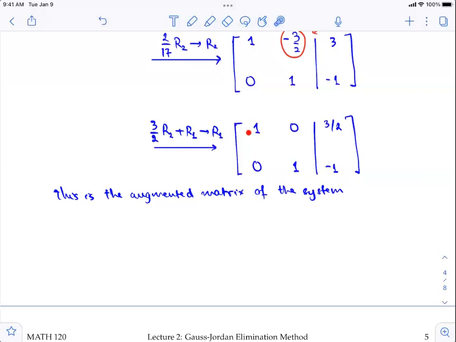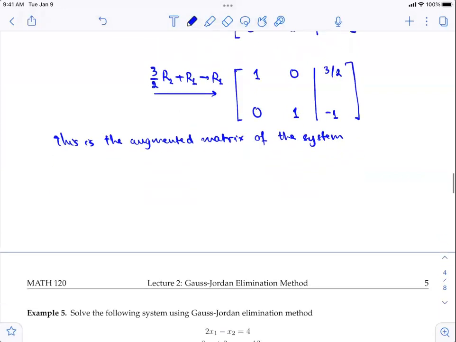Right, so this is 1x1 plus 0x2 equal to 3/2. And the second equation is 0x1 plus 1x2 equal to negative 1. So I get x1 plus 0x2 equal to 3/2, and 0x1 plus x2 equal to negative 1. So therefore, from this system, we can see that the solution is x1 equal to 3/2 and x2 equal to negative 1.